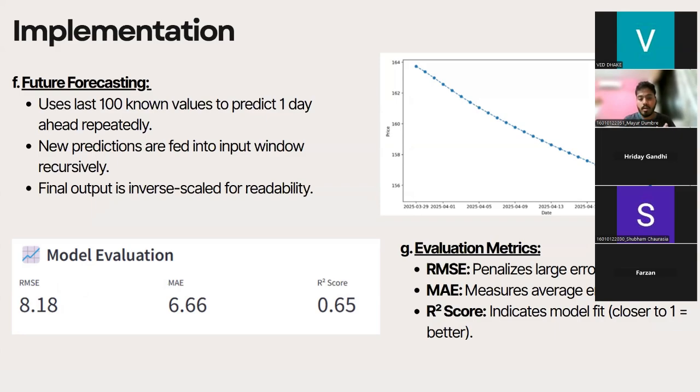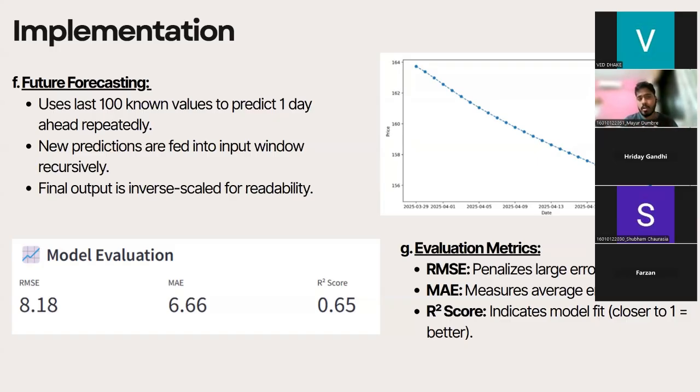Here we take the last 100 data points and predict the data for one day ahead. We then recursively feed this new value back into the input window, repeating this process for as many days as the user has requested. This method gives us a full future trend line, which we visualize in the final charts.